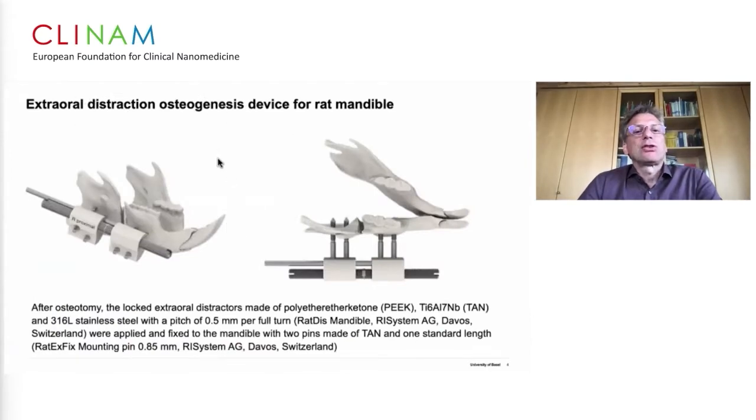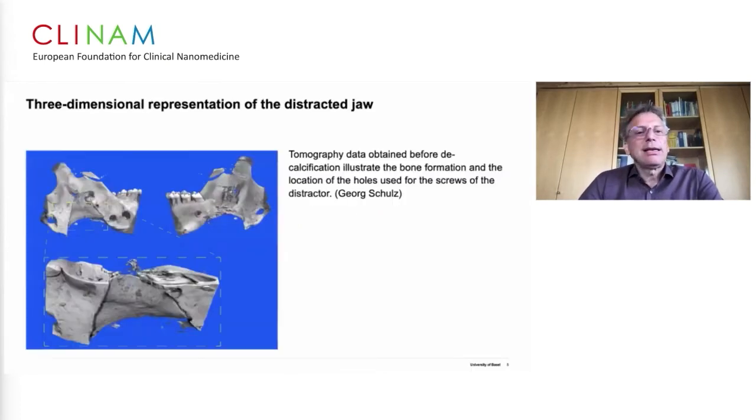You see that such a distraction device has to be designed for the rats, so not for the humans, but for the rats. So they are much, much smaller, and for sure they have to be adapted to the anatomy of the rats. You see here this example that was produced by a company and had different parts that are helpful to perform that kind of intervention. The result can be seen here in that three-dimensional representation that was generated by Georg Schulz on the basis of conventional microcomputed tomography. What you can clearly see here is the newly formed bone. You see it here, and you see also the holes from the screws from the distractor. So therefore, we get quite a good idea how it looks.